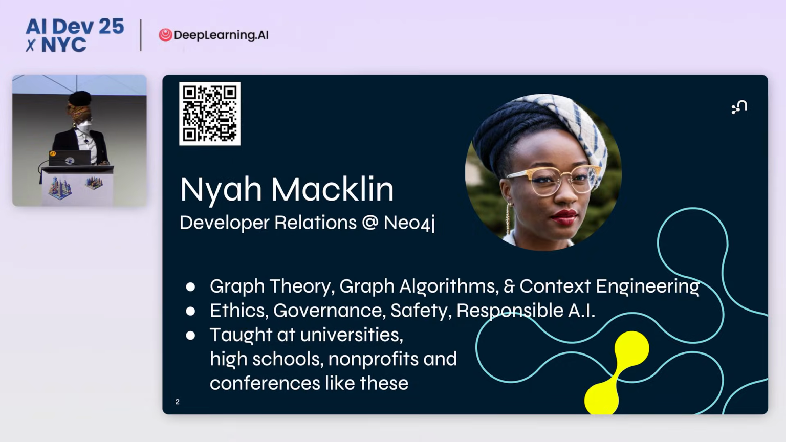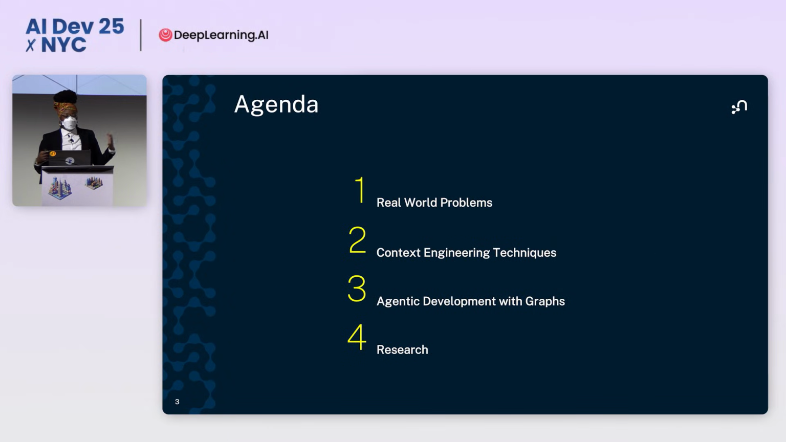I also center ethics and governance, safety, as well as responsibility in my conversations around artificial intelligence. So today, we are going to crack open that mysterious black box and learn about the ways that even the most convoluted tasks can hopefully be as simple as they can for agents by giving them the right context. We want to give them the right context.